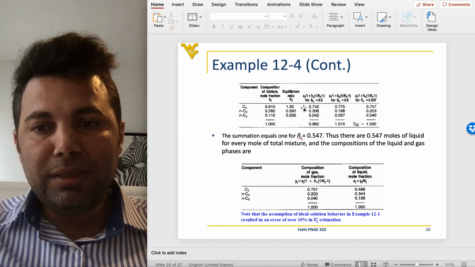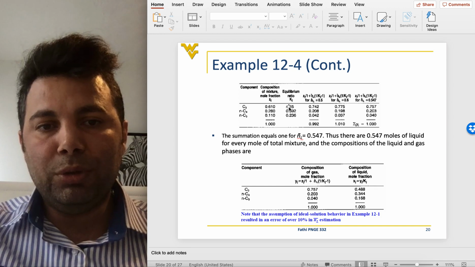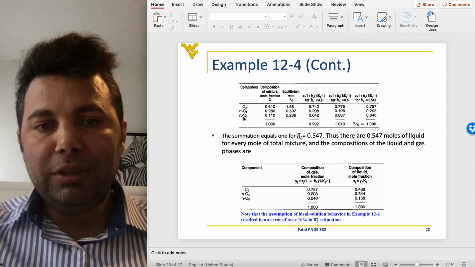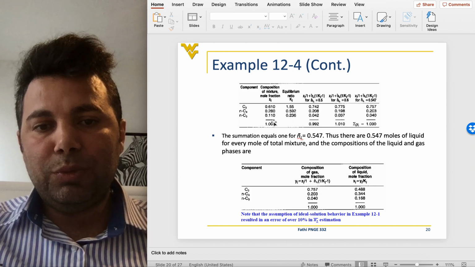So it's very simple. You just have the component, you have the pressure and temperature, you go to the end of the book, you read the K value. So for every component, I'm going to read the K values. Okay. So the ZJs were given, the K values I read from the end of the book.